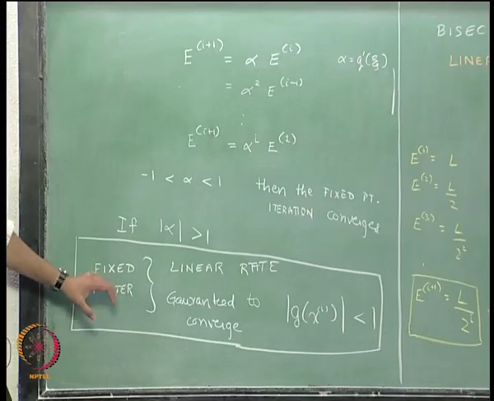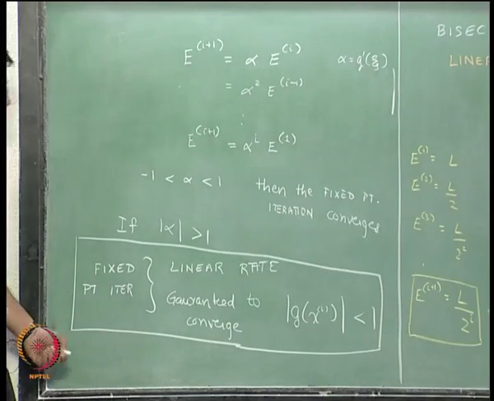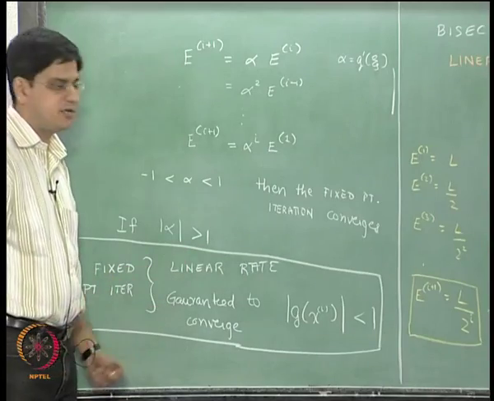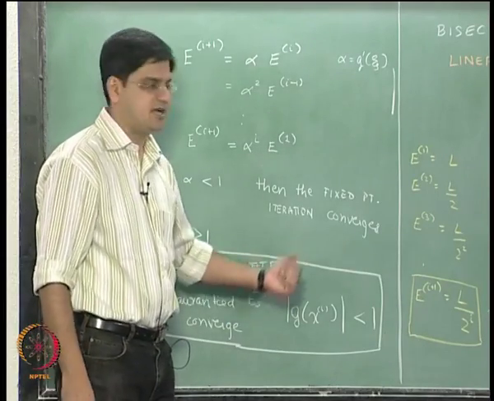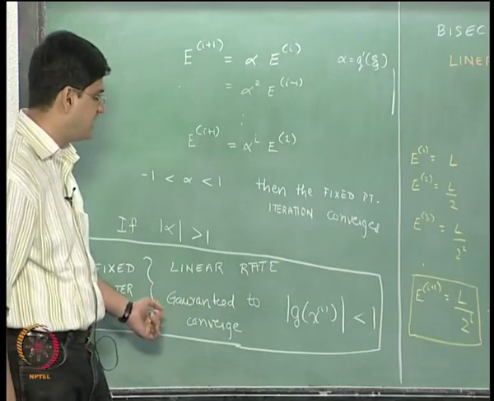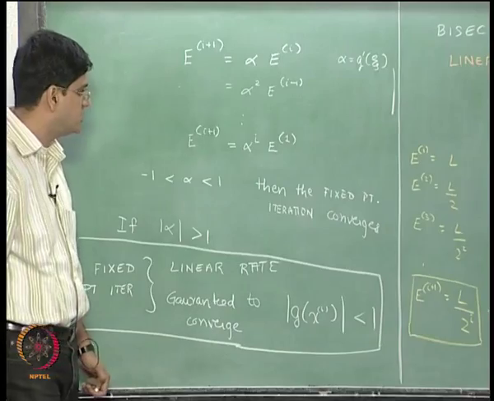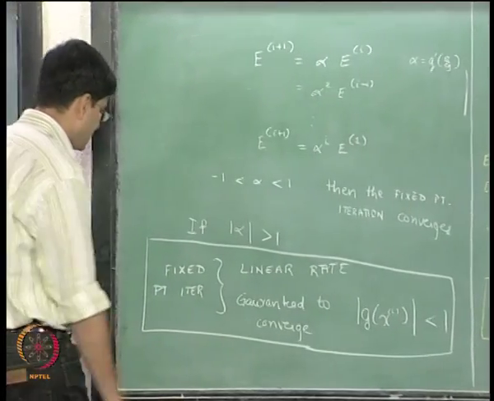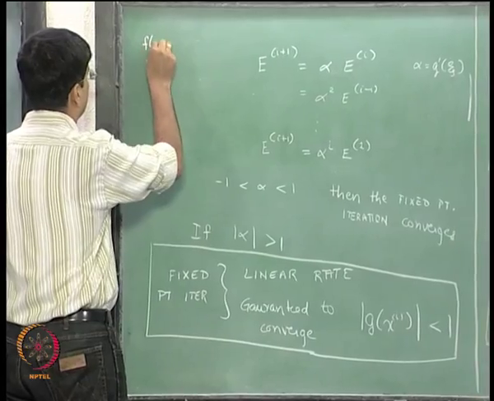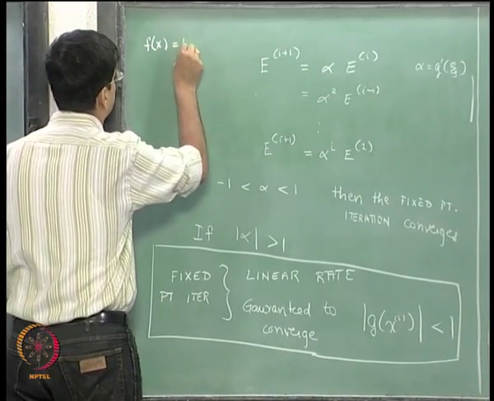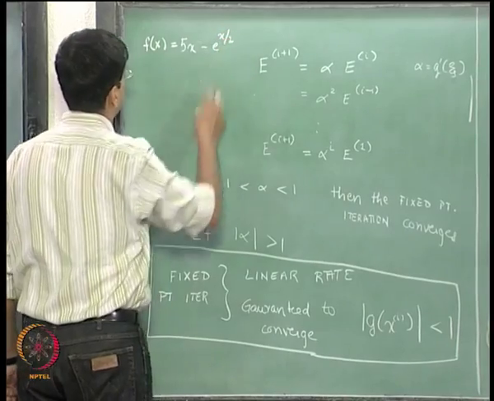Okay. So what we are going to do is we will take up an example in Microsoft Excel and try to use basically the fixed point iteration in order to get the solution to that particular expression. The expression that we are going to use is f of x equal to 5x minus e to the power x by 2.